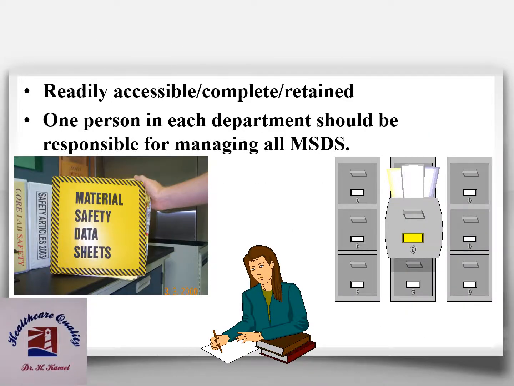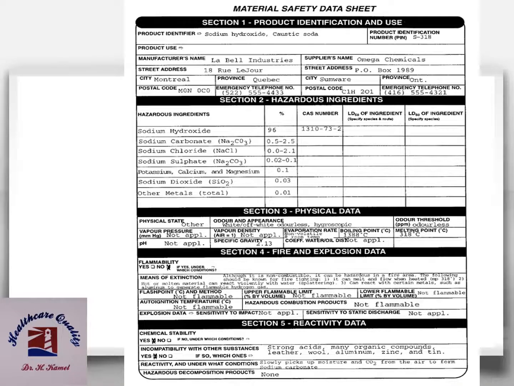Material safety data sheets should be readily accessible, complete, and retained. One person in each department should be responsible for managing all MSDS. Here is an example of a material safety data sheet for sodium hydroxide, known as caustic soda.